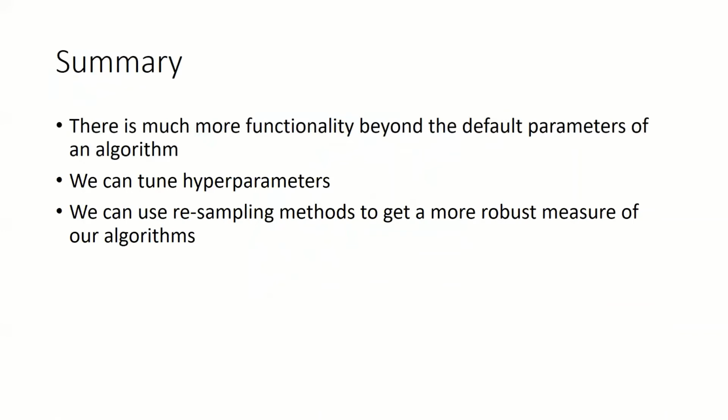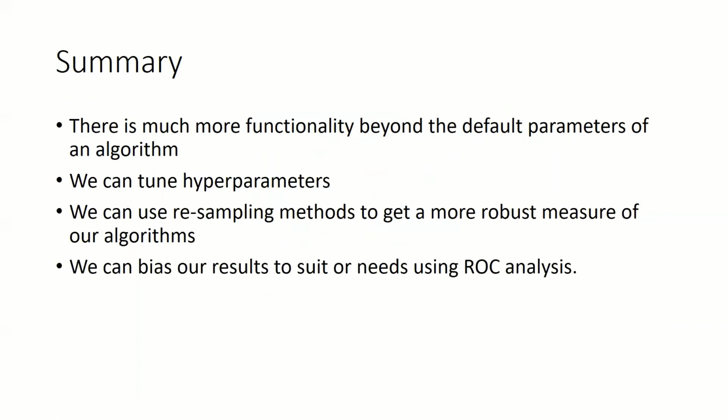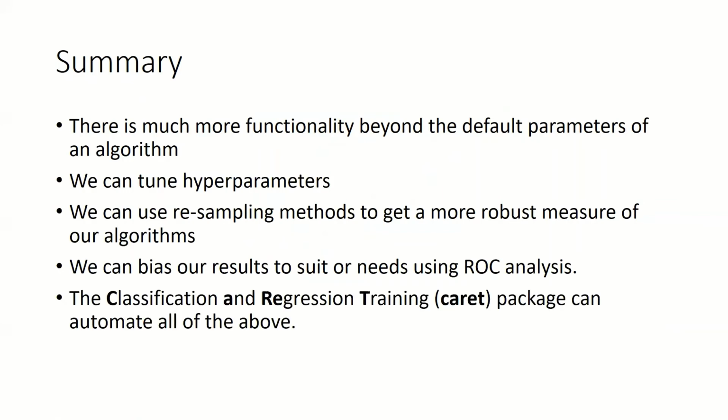So we can use hyperparameter tuning. We can use resampling methods like cross-fold validation to get our best estimate of our hyperparameters. And we can also bias our results using ROC analysis. So we're going to look at the caret package in R, which is a really famous all-purpose machine learning package. There's even a Python implementation of this. And we will use this in our notebook session to see how we can do all of the things we've just talked about in an automated fashion.